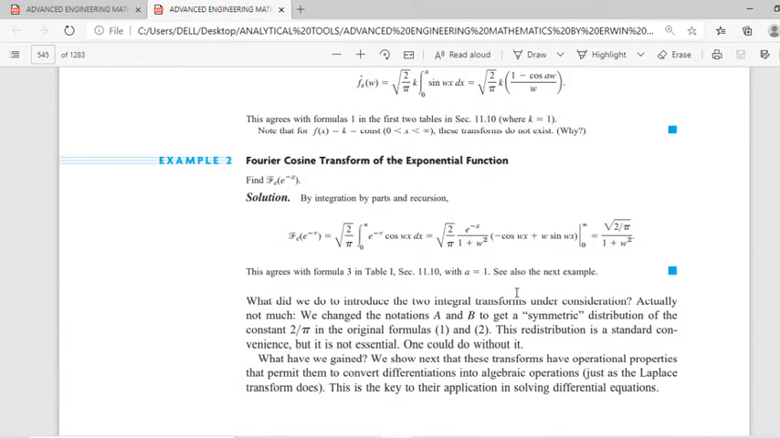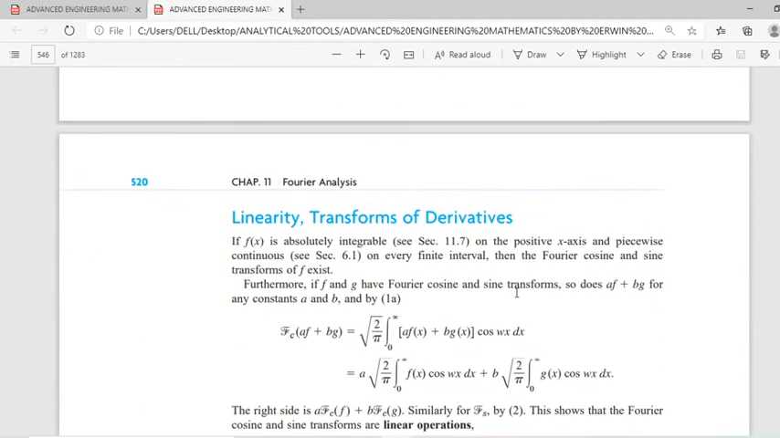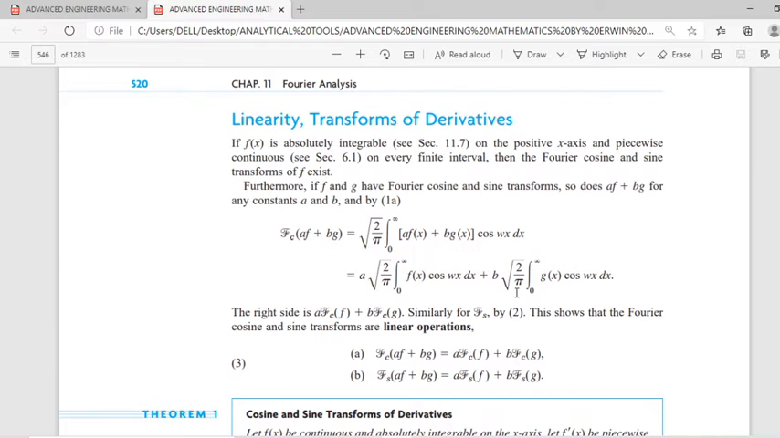So this is another example, Fourier cosine and sine transform of an exponential function. You can do this problem also. Another is linearity. This is the property of transforms of derivatives. This is something we are discussing in this section: some properties of cosine and sine transforms of derivatives.